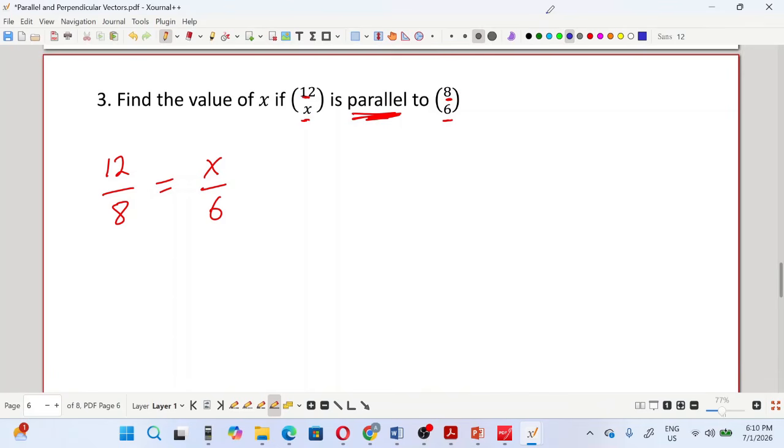So the easy way to do that is just to cross multiply, right? I just have to cross multiply these two. I multiply 8 by x and 12 by 6. So I have 8x equal to 12 multiplied by 6. Now I have my 72 here. And now if I want to get the x by itself, all I have to do is divide both sides by 8. Then I divide this by 8, right?